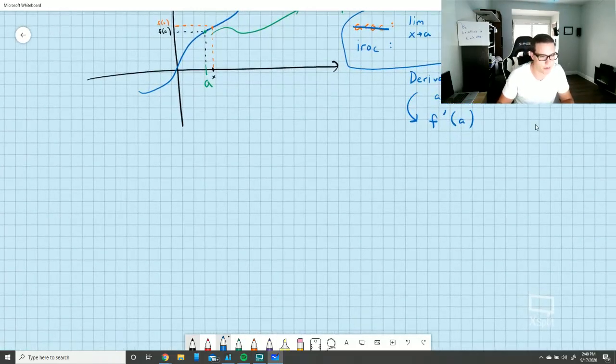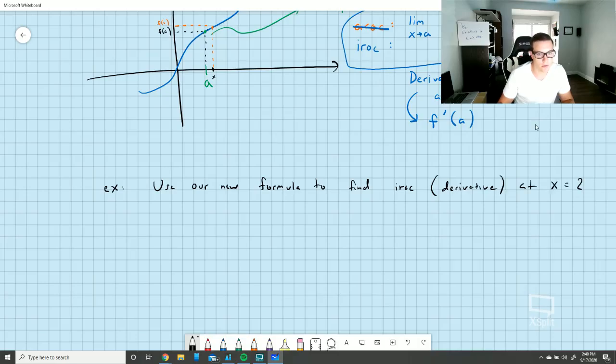So let's do an example. Use our new formula to find the IROC, or the derivative, at x equals 2. Or find f prime of 2. These are all the same thing. So finding the derivative at 2, finding the instantaneous rate of change at 2, or finding f prime of 2 is all the same, given this function.